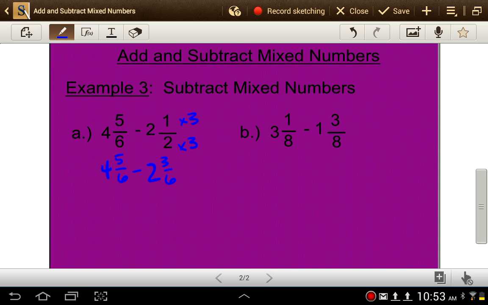Now I'm going to go through the same thing. I'm going to subtract. 4 minus 2 is 2. 5 minus 3 is 2. And I have a denominator of 6. Oh, I can simplify the 2/6. I can divide those both by 2. So my final answer is 2 1/3.